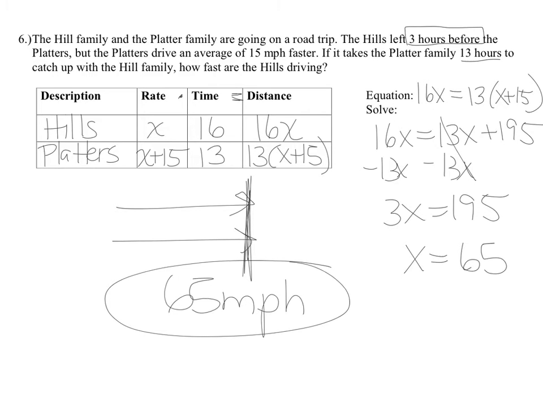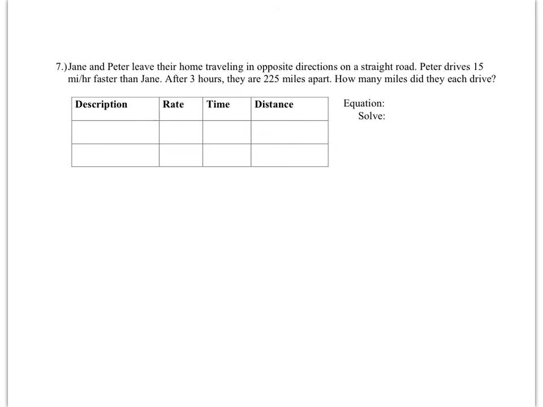If I asked any other question, you just use the chart to help you. Like if I said, how fast were the Platters driving? You would just go up here and say, well, Platters, their rate is x plus 15. Since x is 65, you just do 65 plus 15. If I asked for the distance, you just put x in to either one of these and you'd get it. Let's move to the next one.